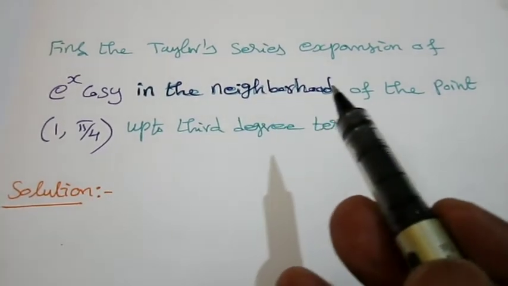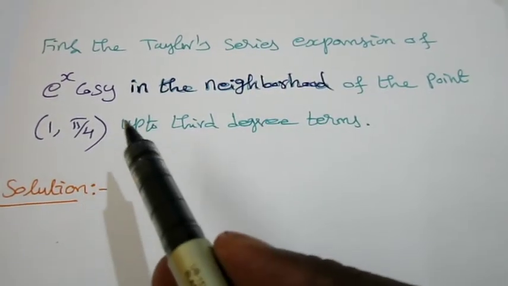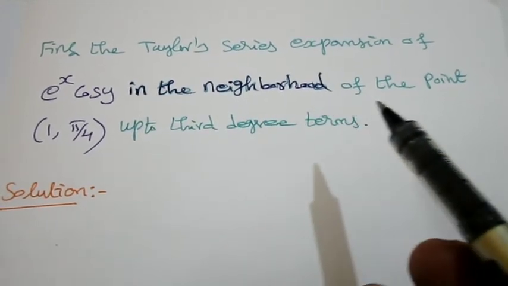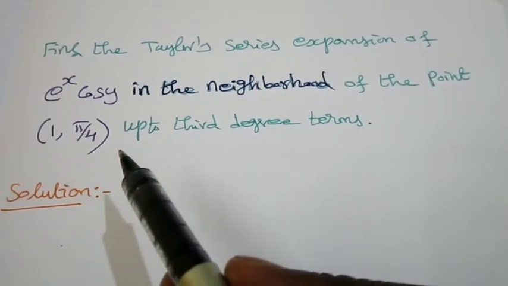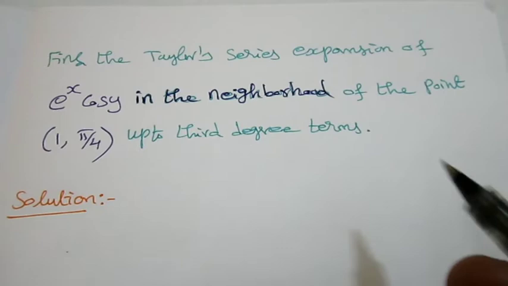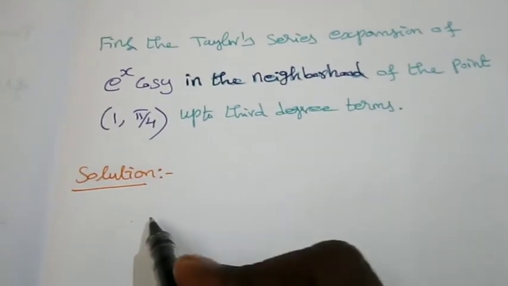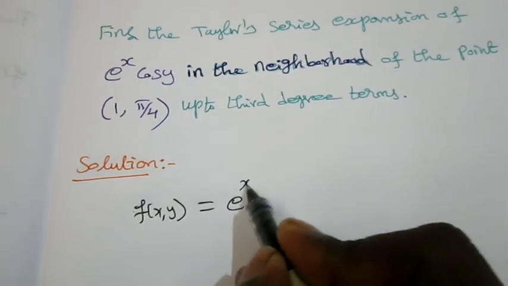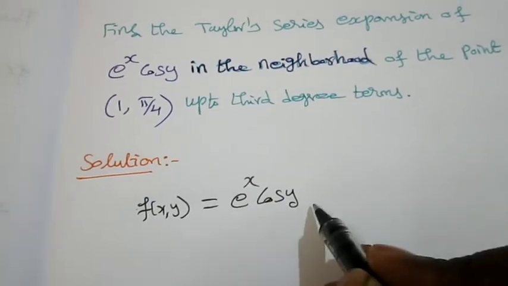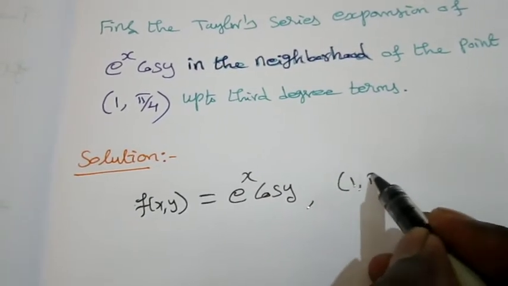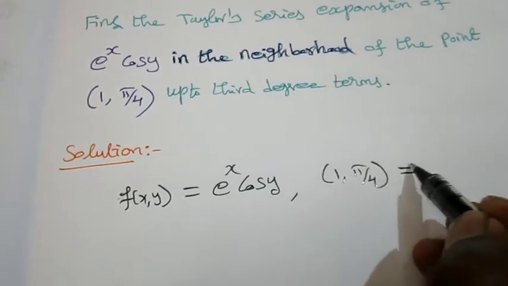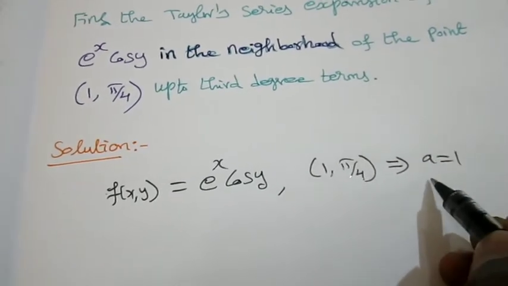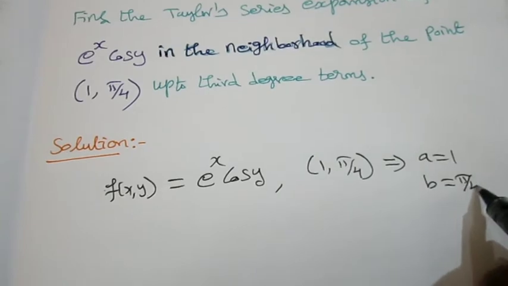Find the Taylor series expansion of e power of x cos y in the neighborhood of the point (1, pi by 4) up to the third degree terms. So here the given function is f of x comma y equal to e power of x into cos y, and the point is given by (1, pi by 4). So from this, a value is 1, b value is pi by 4.